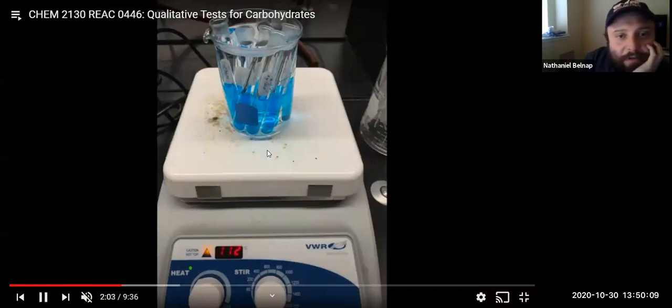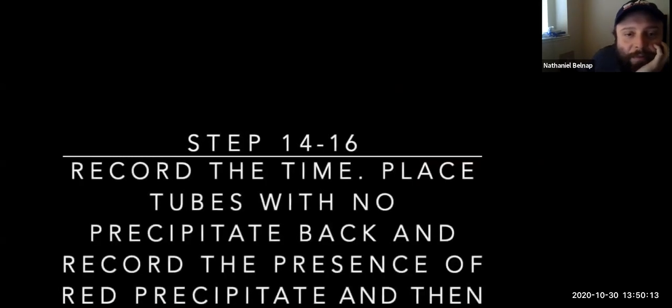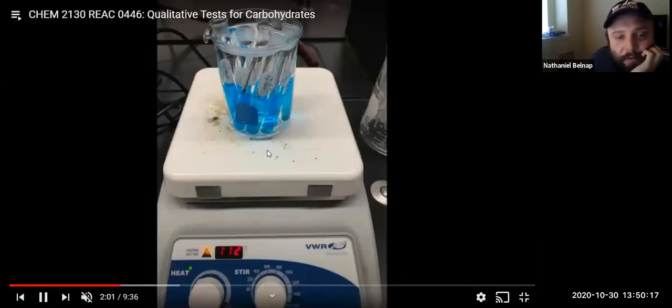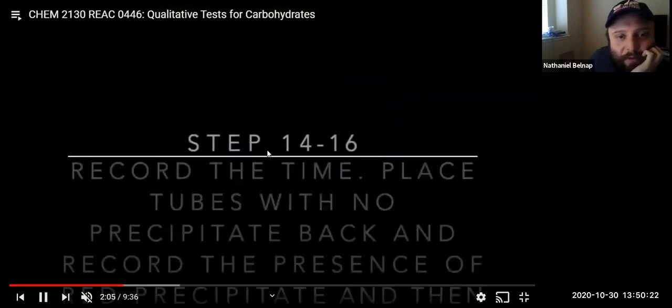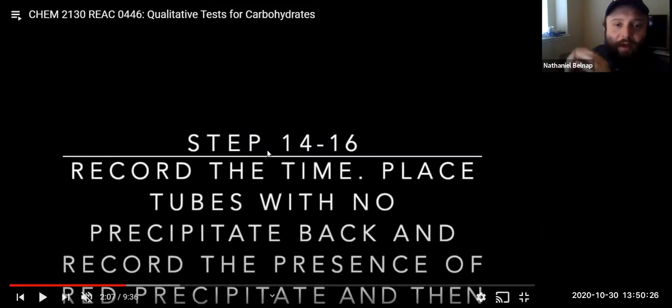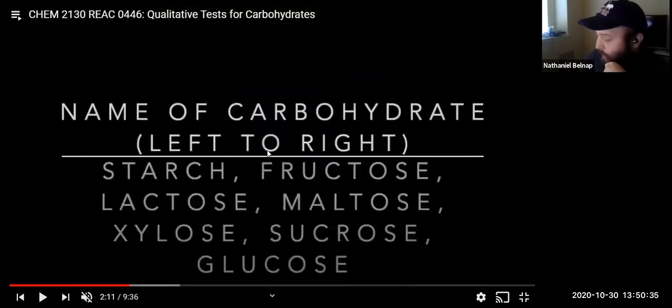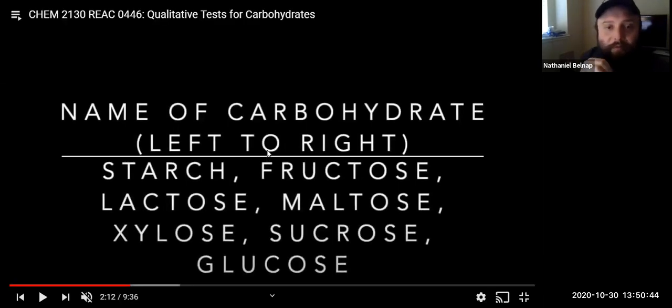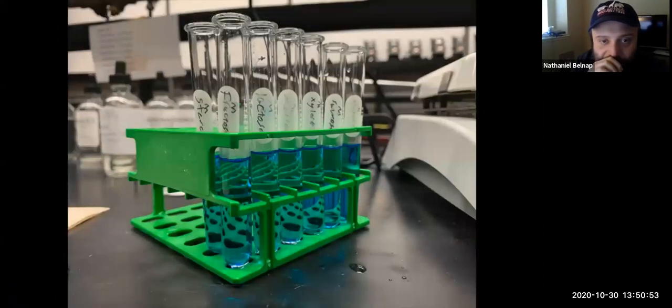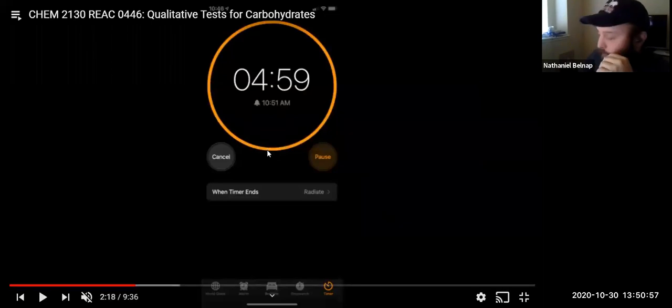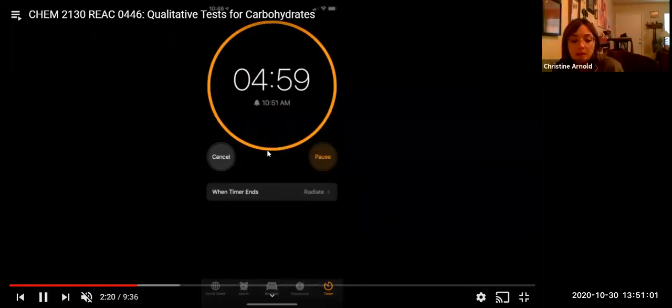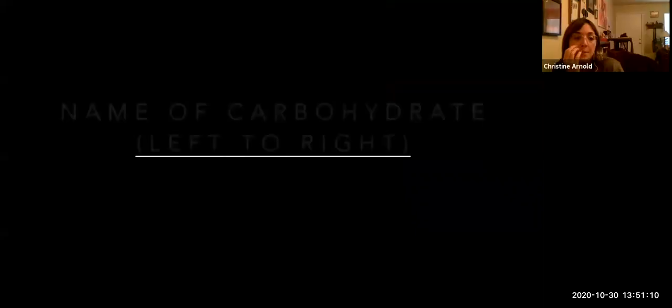So it went to 112 degrees, 5 minutes. Says record the time, place tubes with no precipitate back, and record the presence of red precipitate, and then what? The name, okay, so from left to right, starch, fructose, lactose, maltose, xylose, sucrose, and glucose. So I don't see any red precipitate. Oh, here's your, we're gonna do that next. So should we put negative for the Barfoed's, right? Yeah, so let's hold on a second. Let's see what happens after this. Okay. Because I want to see if it's.